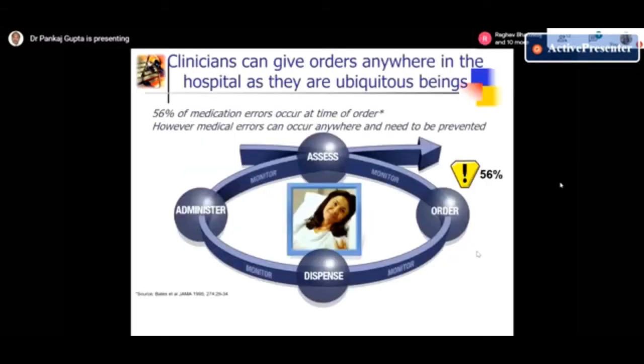Now, what is CPOE and BCMA? What has been seen is that 56% of medication errors occur at the time of clinical orders.